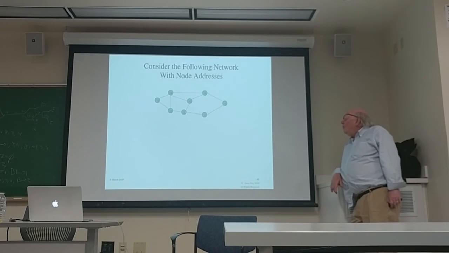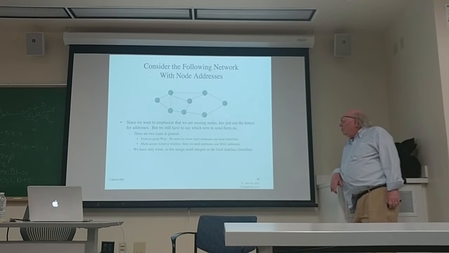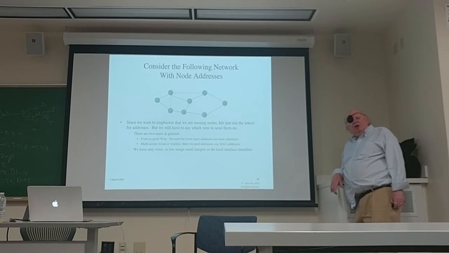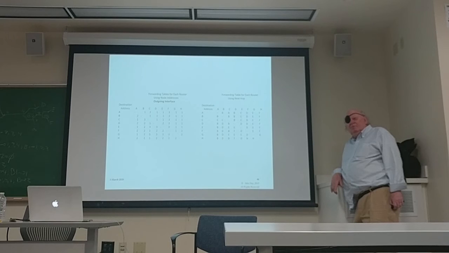Now, suppose we name the nodes. Well, since we're going to name the nodes, we've already got labels on, let's just use those. And we're only doing point-to-point links here, so we don't have to worry about that. But we do have to worry about distinguishing local interfaces, which wires are coming out of which nodes. So let's do that. Let's assign identifiers to them. There we go. We got the same path. What do the router tables look like? They look like this. Notice something? They're a lot shorter.